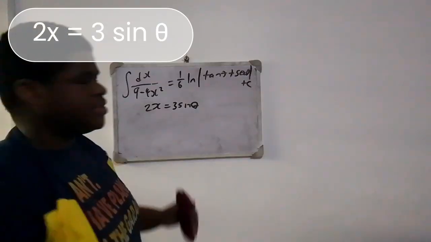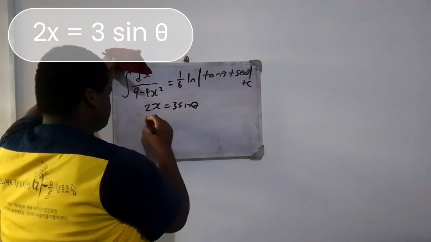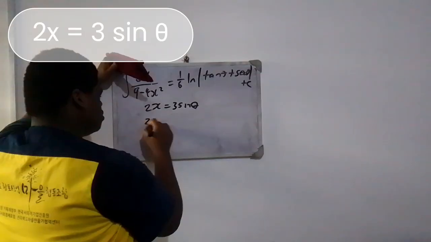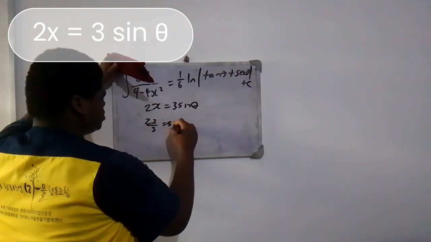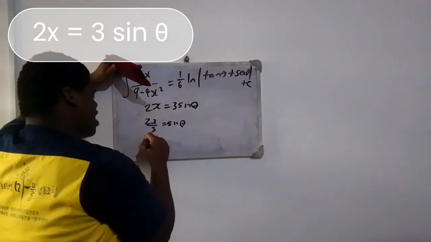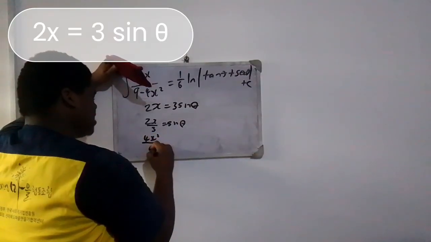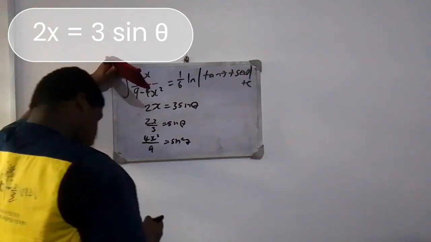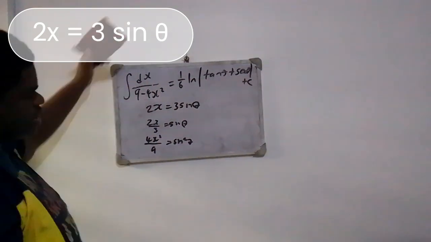Now, how do you find the value of cos theta? Remember that cos theta, let's square both sides first of all. Or instead of squaring both sides, let's divide by 3 first of all. 2x over 3 is equal to sin theta. Now, square both sides, the same process. Now, you have 4x squared over 9 is equal to sin squared theta.